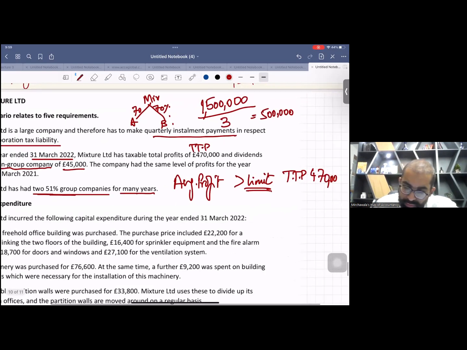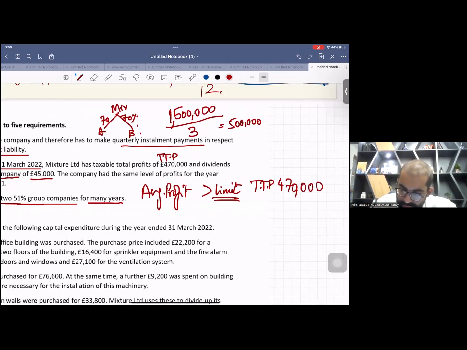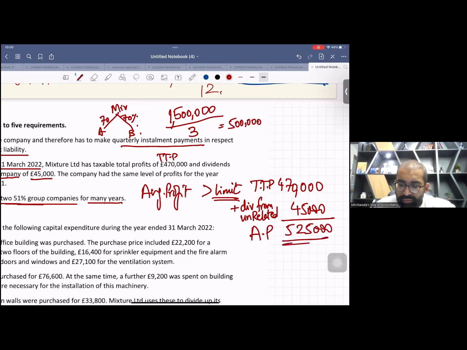It's TTP, which is 470,000 plus dividends from unrelated companies, which is 45,000. Can anybody tell me the AP? How much is the augmented profit? 525 or 515? It's 525, or, oh sorry, 515. Yes. Wait.